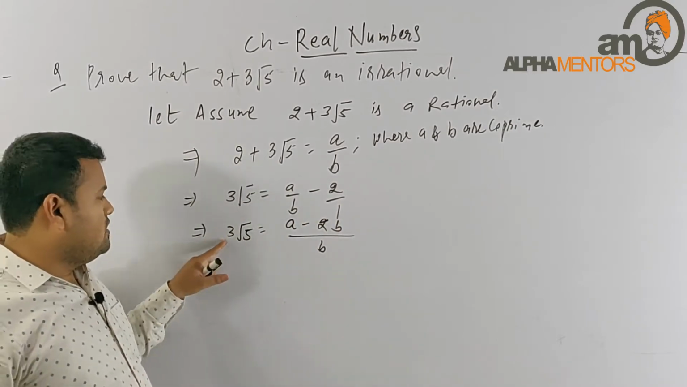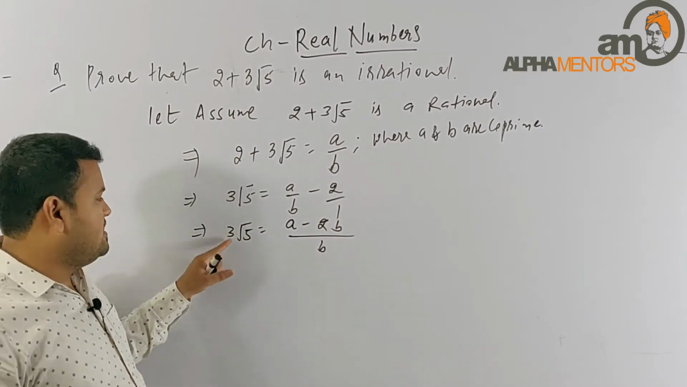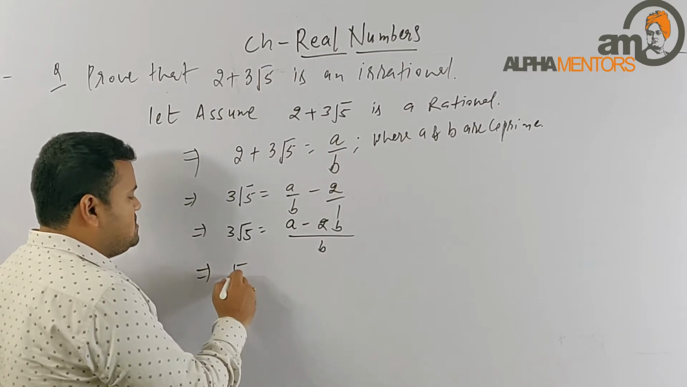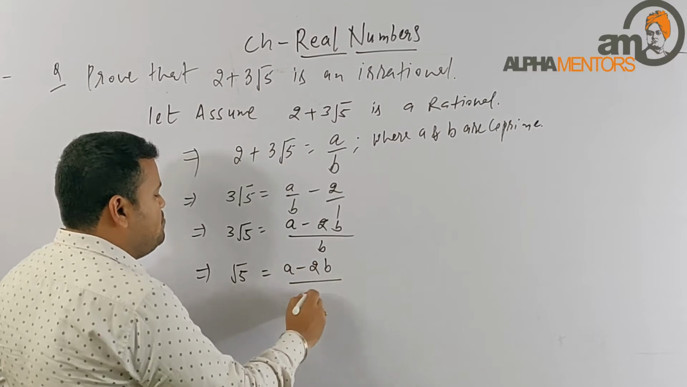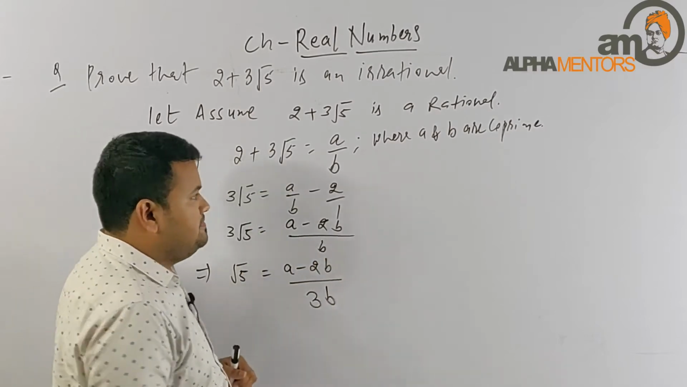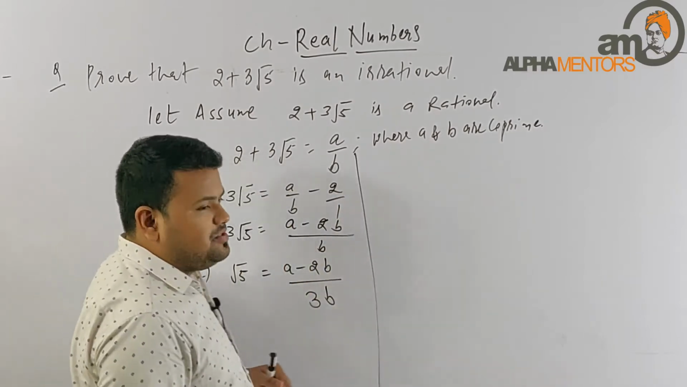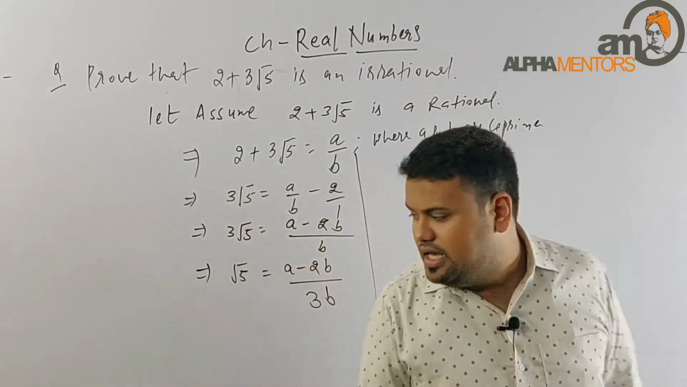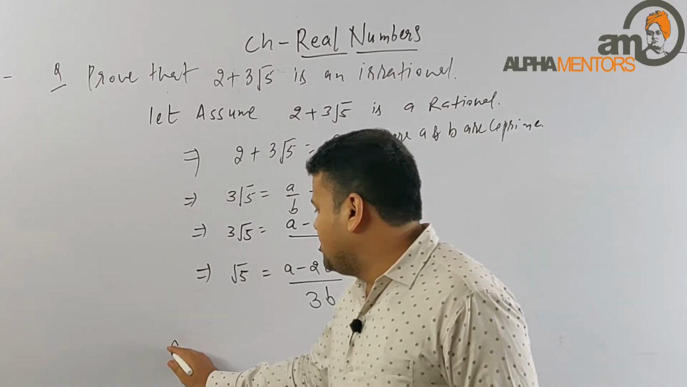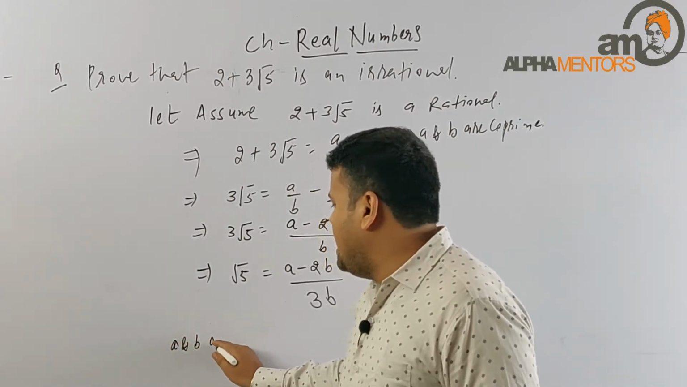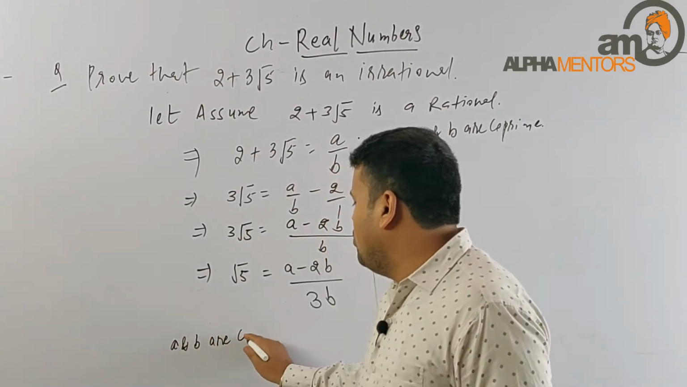Now what number is multiplied with root 5? That is 3. So how can I express it? Root 5 is equal to a minus 2b upon 3b. Now what is the important point? The important point is a and b are co-prime.